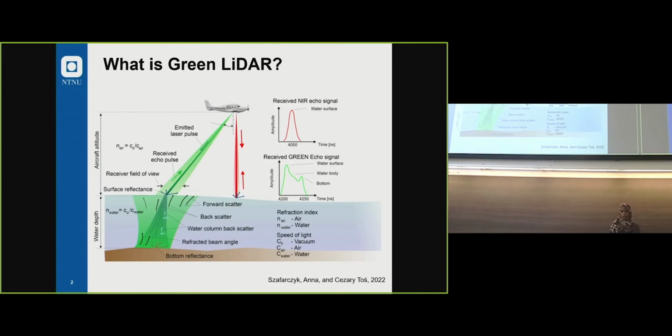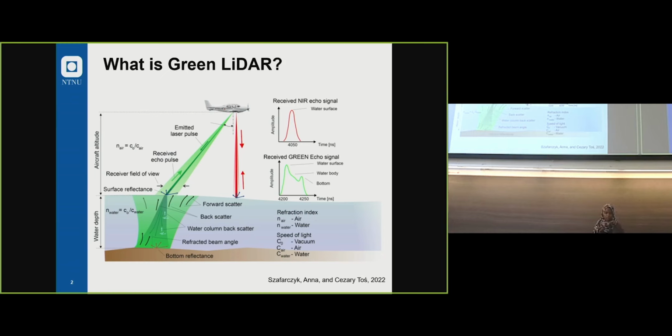So what is the green LiDAR technology? The green LiDAR is a remote sensing technology that uses the blue-green wavelength, which is able to penetrate the water and measure the seabed or the water body bed. These scanners are mounted on aircraft, and they send pulses of laser light to the water body, and these pulses are reflected from the water surface, the water body itself, or the seabed. So it depends on the condition of the water.